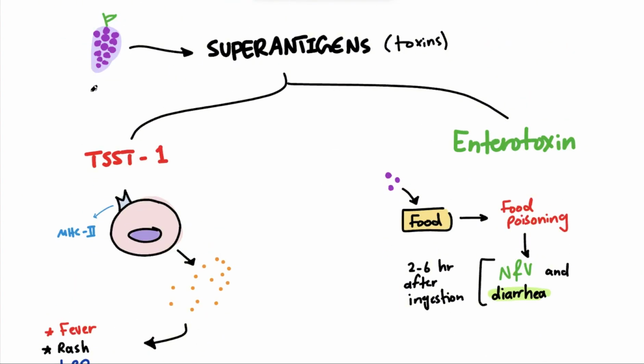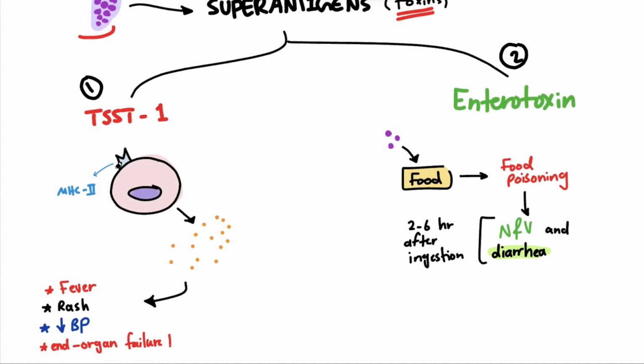Now, this bug produces superantigens. These superantigens are technically toxins. The most important ones we're going to talk about in this lecture are TSST-1 and enterotoxin. TSST-1 stands for toxic shock. Let me write it here. Toxic shock syndrome toxin 1.